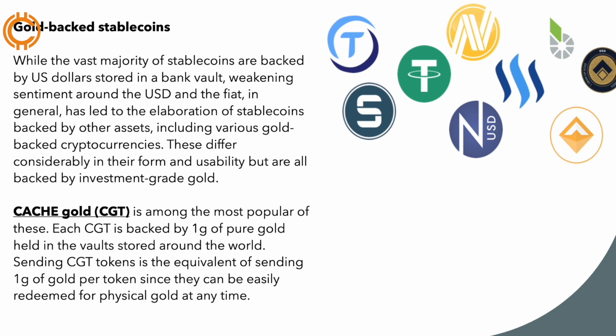You also have gold-backed stablecoins. While the vast majority of stablecoins are backed by the US dollar stored in a bank vault, weakening sentiment around the USD and fiat in general has led to the elaboration of stablecoins backed by other assets, including various gold-backed cryptocurrencies. These differ considerably in terms of usability, but are all backed by investment-grade gold. Cash Gold, or CGT, is among the most popular of these. Each CGT is backed by 1 gram of pure gold held in vaults stored around the world. Sending CGT tokens is the equivalent of sending 1 gram of gold per token, since they can be easily redeemed for physical gold at any time.